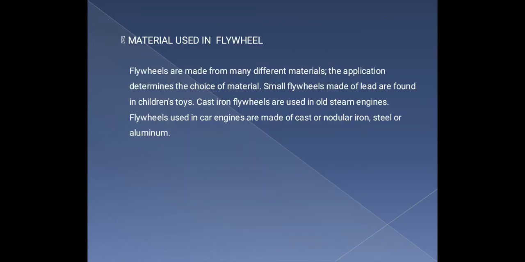Material used in flywheels. Flywheels are made from many different materials. The application determines the choice of material. Small flywheels made of lead are found in children's toys. Cast iron flywheels are used in old steam engines. Flywheels used in car engines are made of cast or nodular cast iron, steel, or aluminum.